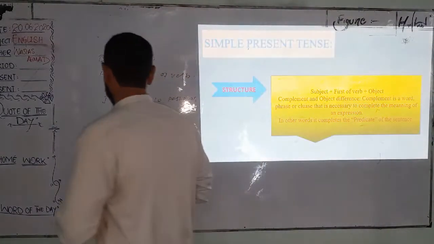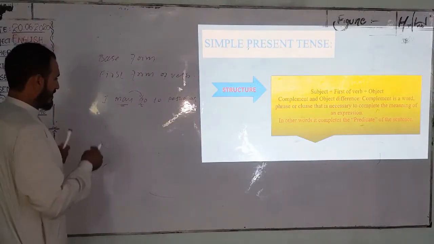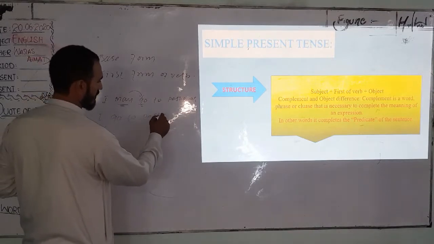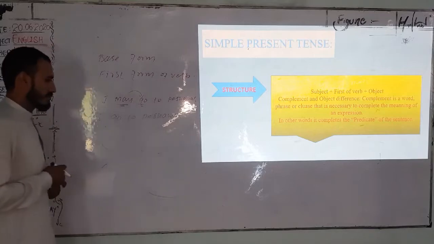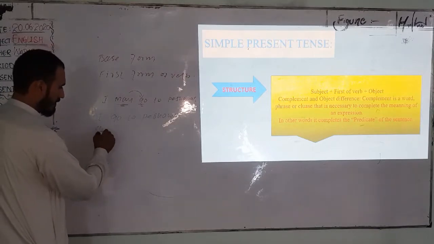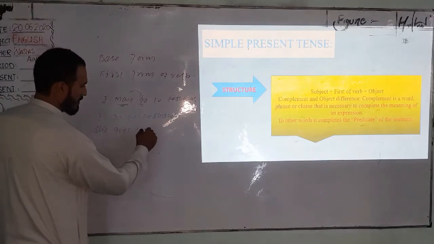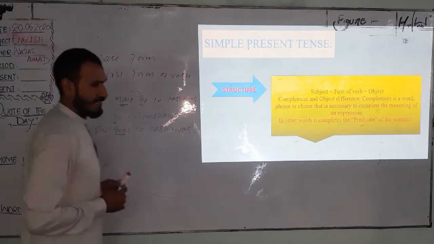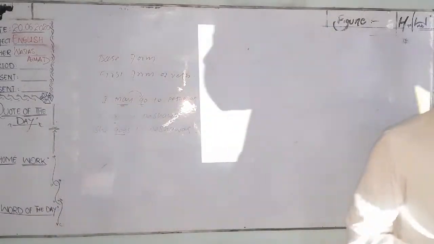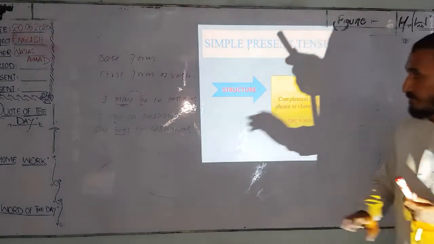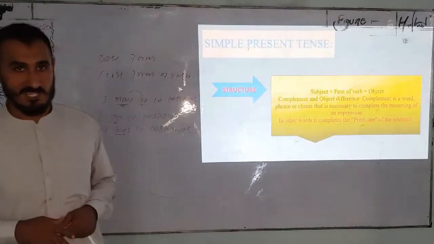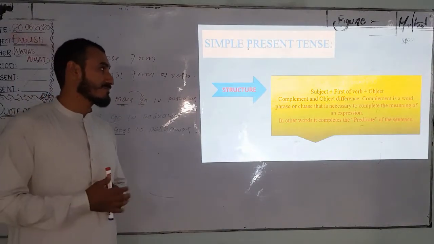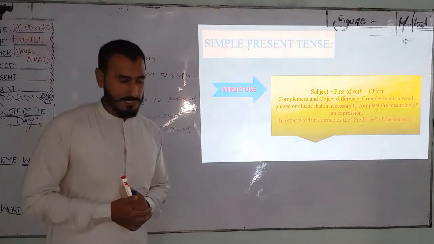And first form of the verb, for example, if I say, I go to the shower. She goes to the shower. This is called first form of the verb, in which we can do changes. But in base form of the verb, we can't do any changes. Base form of the verb always goes with modal auxiliary verb, and first form of the verb goes with formulas.